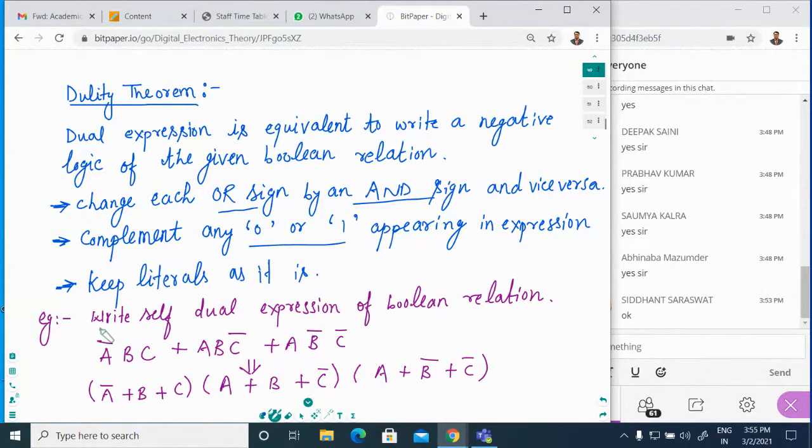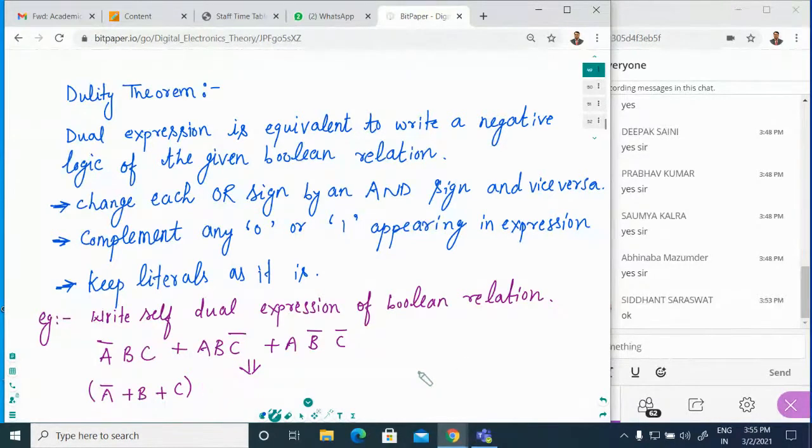So this is the example right here. Now for the duality theorem, we have the input as A bar plus B, A bar B into C plus A into B into C bar. So how can you represent this output by using this concept? Quickly give your response.